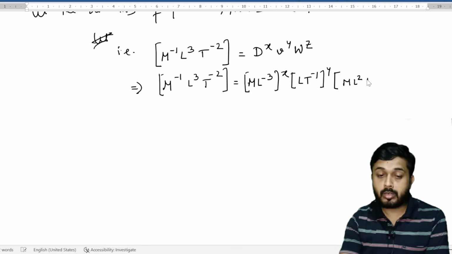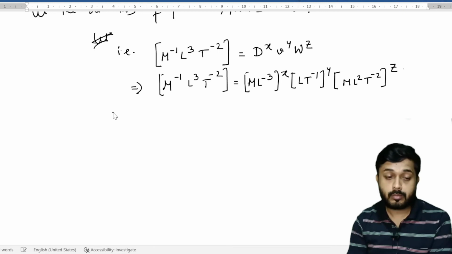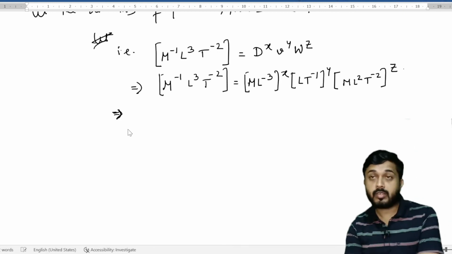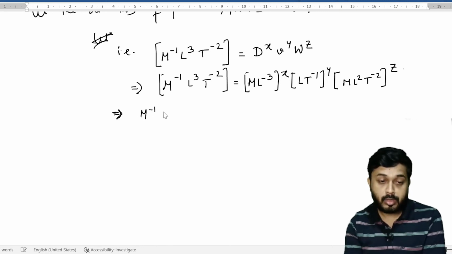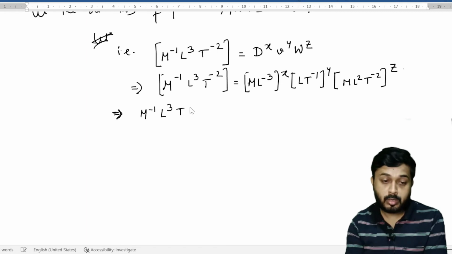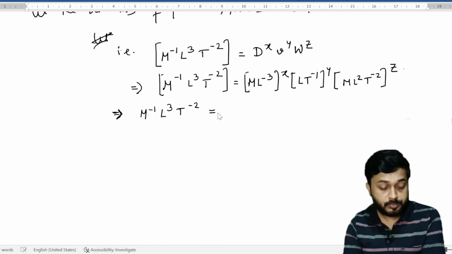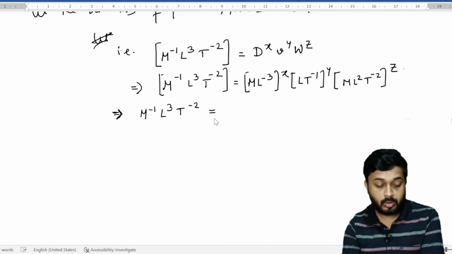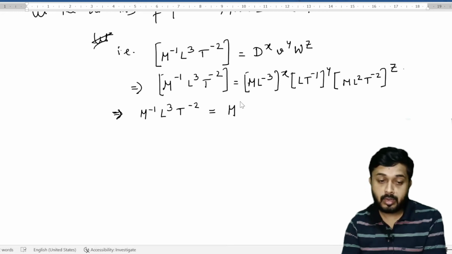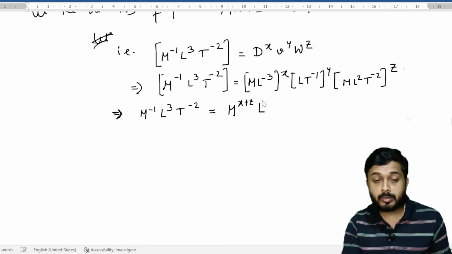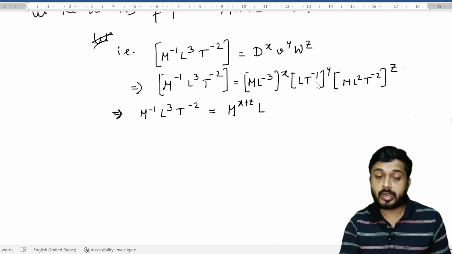M L square T to the power minus 2, that whole to the power z. We have to equate the indices, equate the powers of the same base. M to the power minus 1, L to the power plus 3, T to the power minus 2 equal to, what are we getting actually? M to the power, here one x and here one z, so M to the power x plus z we are getting. How much is L to the power? L to the power minus 3x here plus y plus 2z, right?